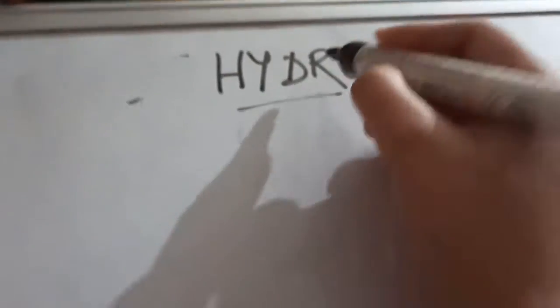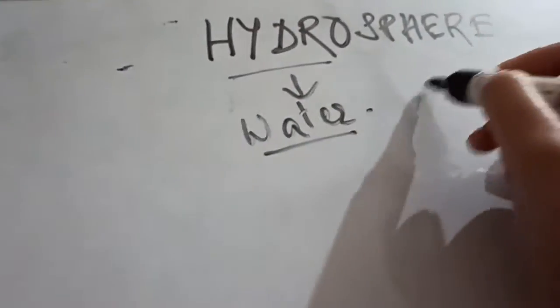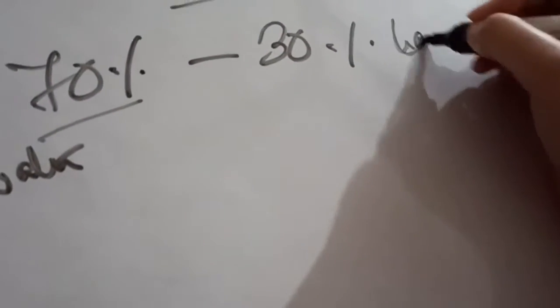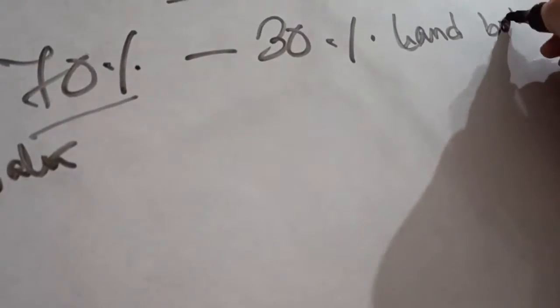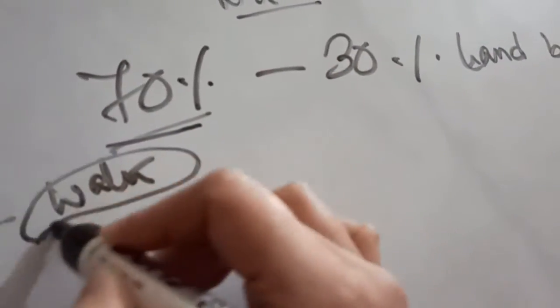Today I am going to explain the chapter hydrosphere. By the term hydrosphere you can understand this chapter is solely about the water part of the earth. Okay, we all know that the earth is made up of 70% water body and 30% land body. So this chapter deals solely with this water part of the earth.